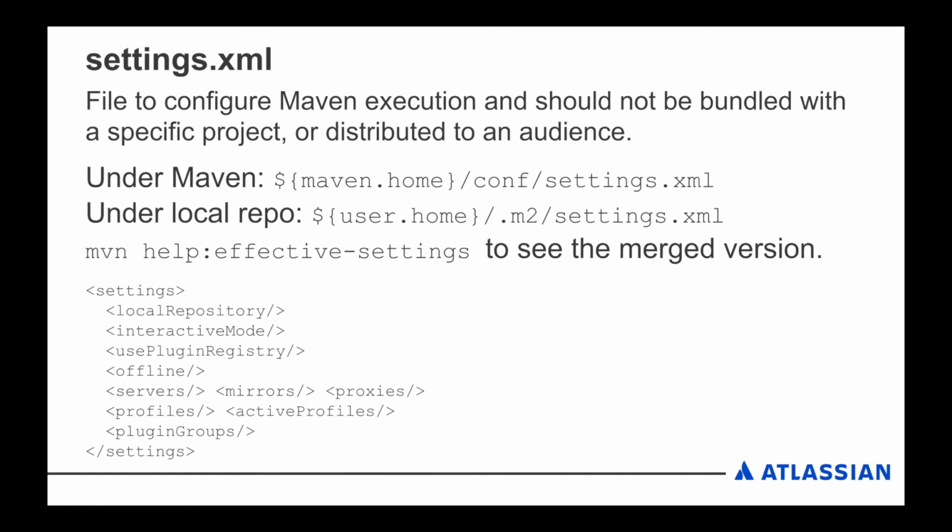With the offline tag, you can tell Maven to execute offline, and this is also possible by providing uppercase -O on the command line while executing Maven. The rest of the configuration contains configuring servers with authentication mechanisms, defining mirrors and proxies, defining profiles and active profiles, and plugin groups. This is not the complete list. Please refer to the settings XSD file to get the complete list of tags for configuring the settings XML file.